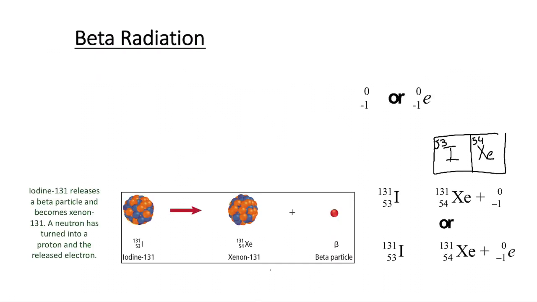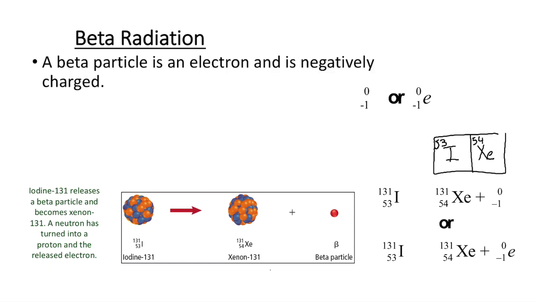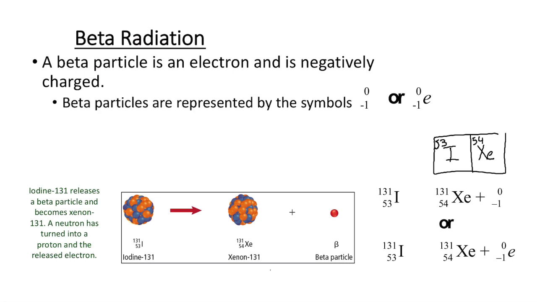Our next particle is beta radiation. So a beta particle is an electron and is negatively charged. Because it is an electron, it is therefore negatively charged. Beta particles are represented by the following symbols. Sorry, again, this for some reason is missing, but it looks like a kind of italicized B. This should already be filled in your notes.